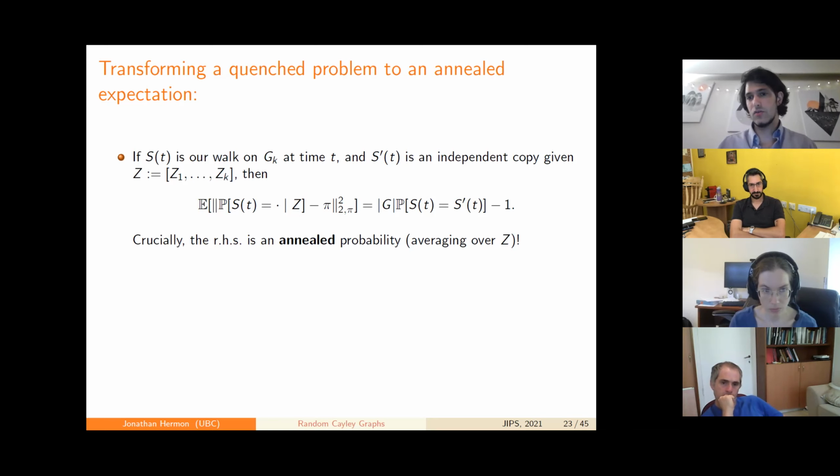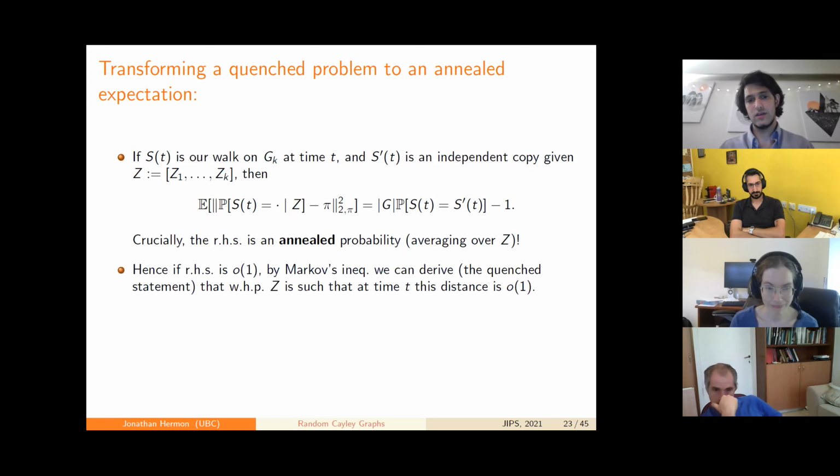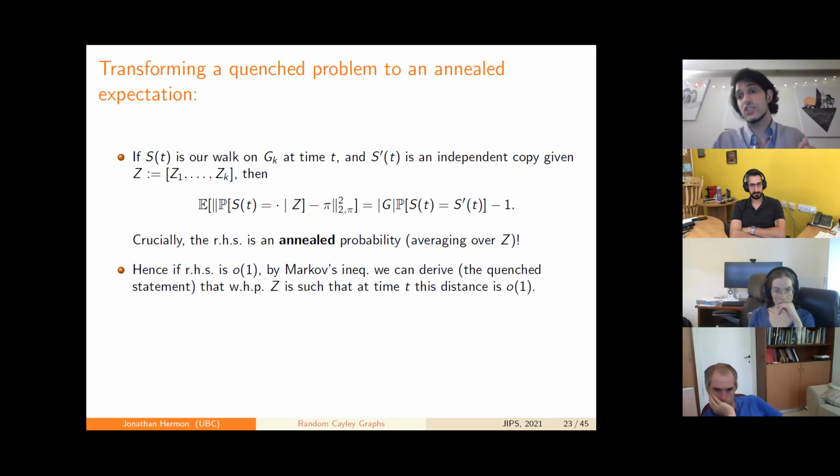Okay, now this should look suspicious. It looks like we're cheating because, if we're able to show that the right-hand side is little o of 1, then it follows that the expectation on the left-hand side is little o of 1, and then by Markov's inequality, we get that with high probability over Z, over the choice of the graph, the L2 distance at this time t would also be little o of 1. And you shouldn't be able to say something intelligent about a quenched thing using an annealed calculation.